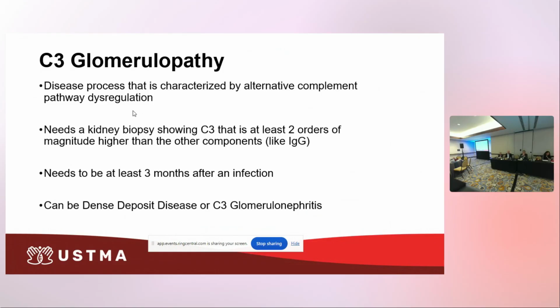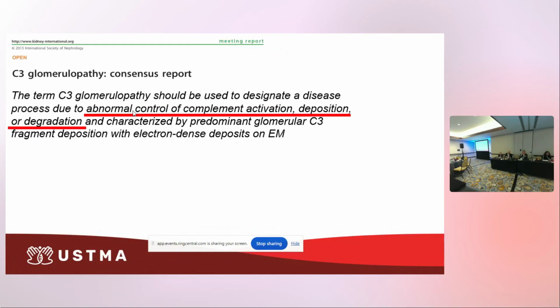It needs to be at least 3 months after an infection. So the most common differential, as we know, of C3G is an infection-associated GN. So you want to make sure that it's 3 months, a reasonable amount of time has passed since the last infection. And then it can be dense deposit disease or C3 glomerulonephritis.